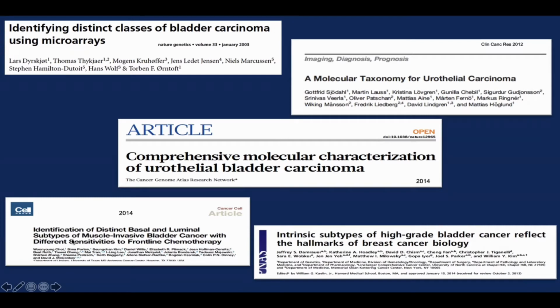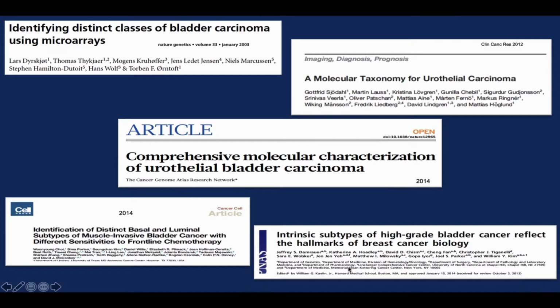This paper down the bottom left is from the group at MD Anderson, David McConkey's group. And they really made subtyping interesting, or it captured people's attention because they put it in the context of response to chemotherapy, which is what I'm going to talk about predominantly. So it wasn't just an academic exercise, as I think people thought whenever the Swedish group reported.